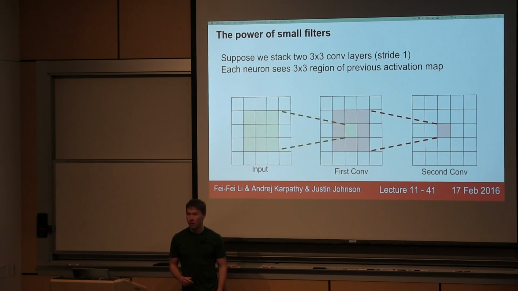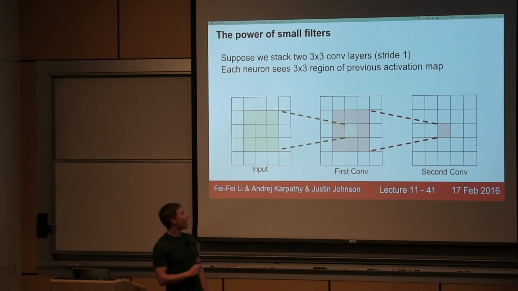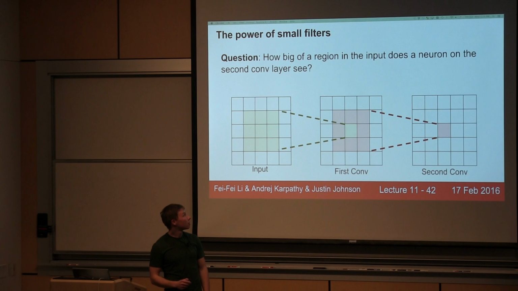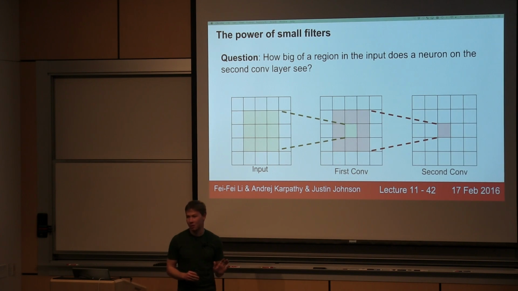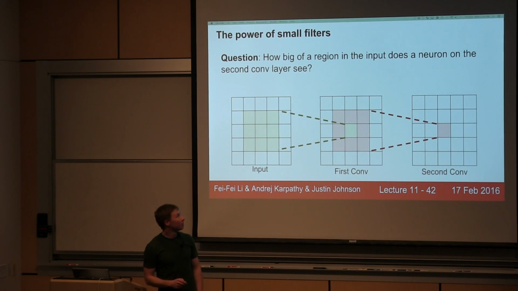So here's a question. Suppose that we have a network that has 2 layers of 3x3 convolutions. This would be the input, this would be the activation map in the first layer, and this would be the activation map after 2 layers of convolution. The question is, for a neuron on this second layer, how big of a region on the input does it see? This was on your midterm, so I hope you all know the answer to this. Anyone? Okay, maybe that was a hard midterm question.